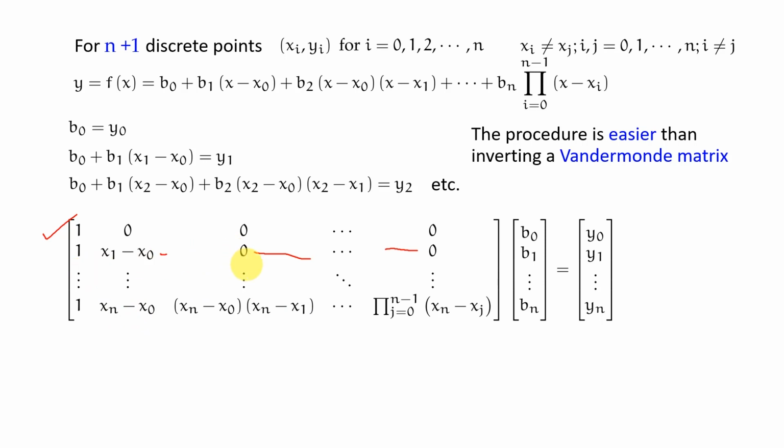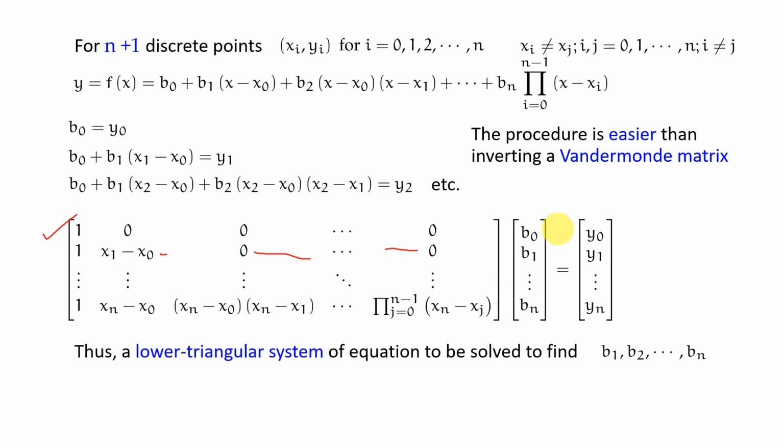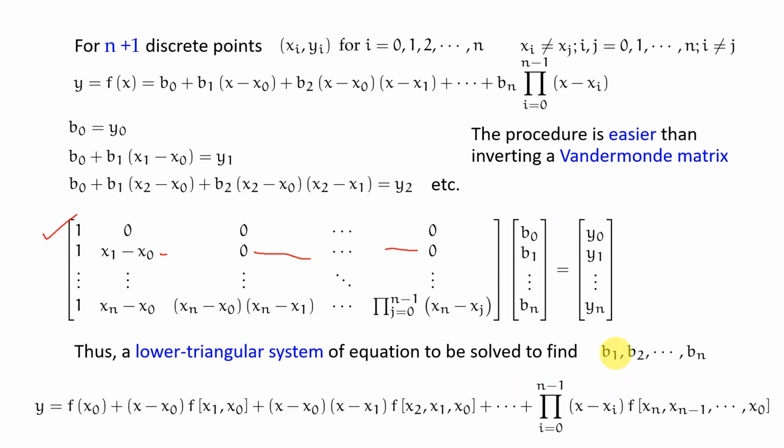Eventually the third row will have three terms and the rest 0, and the last row will have full terms. But if we start from the top, that means B0, we can take one row at a time, and we don't have to invert the matrix directly. We can simply take one row at a time and calculate the unknowns B0, B1, etc. So this lower triangular system of equations, we can solve it to get all the B's.